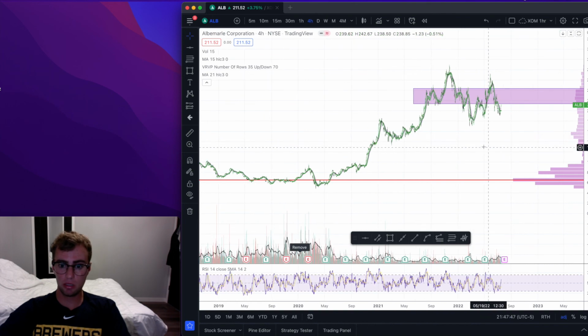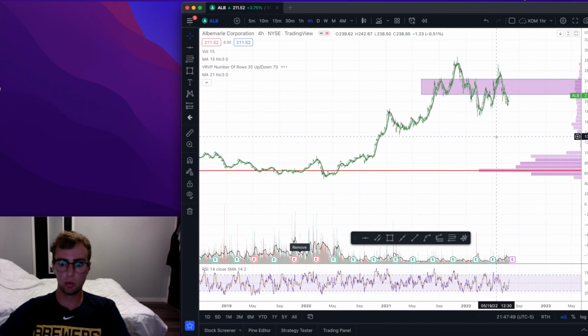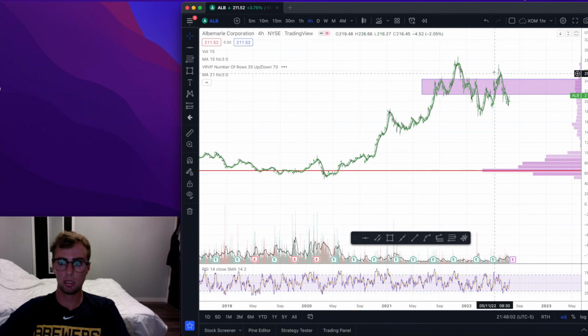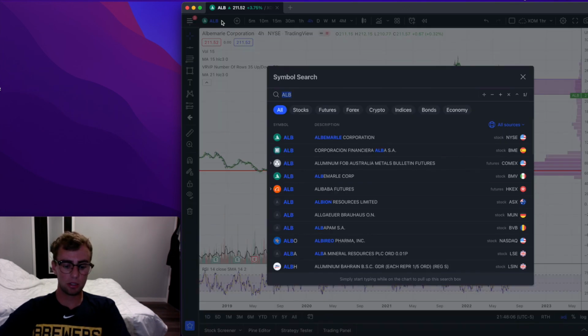You can also see where the majority of the holders are, like in this situation, ALB. The majority of the stake of the owners, the long-term holders, own this thing at sub $100, and that's now a $211 stock, so of course you're getting some profit taking, but that is how I trade supply and demand.